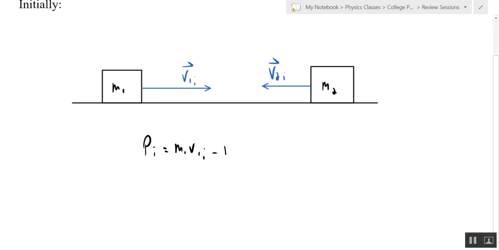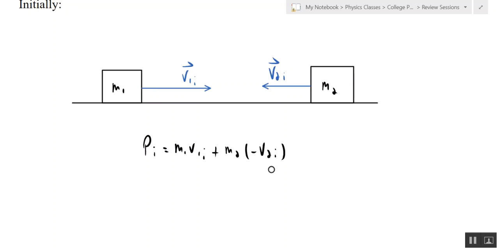I'm going to write it down as negative to make it clear. This is plus m2, but v2i is negative because it's in the negative x direction. We know exactly that it's in the negative x; it's given to us what direction it's going. So the point is you know everything in this equation but v2i. You can put in the numbers that you know right away. You know both masses and v1i. The only thing you don't know is v2i.